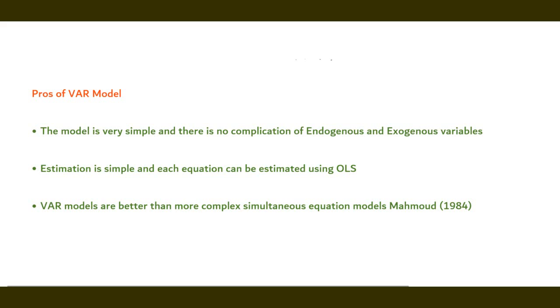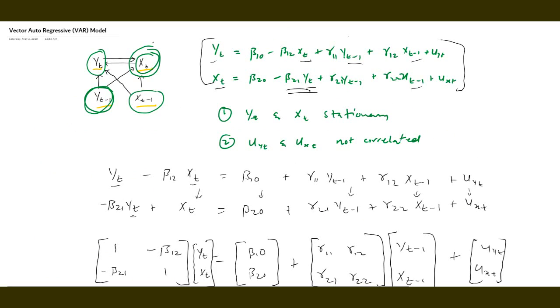How is it simple? We can use the ordinary least squares method to estimate the model. Let us go back to our two equations. Here we have yt equal to beta 10 plus beta 12 xt plus gamma 11 yt minus 1, and this whole equation. We can use OLS to estimate the first equation, and then again use OLS to estimate the second equation, and we can easily obtain all these coefficients, beta 10, beta 20. We can get these coefficients through ordinary least squares.